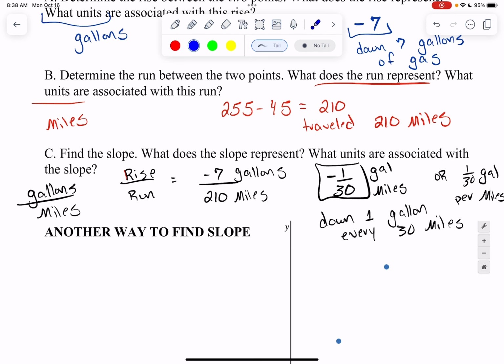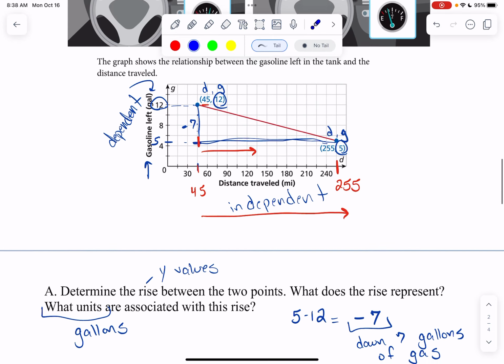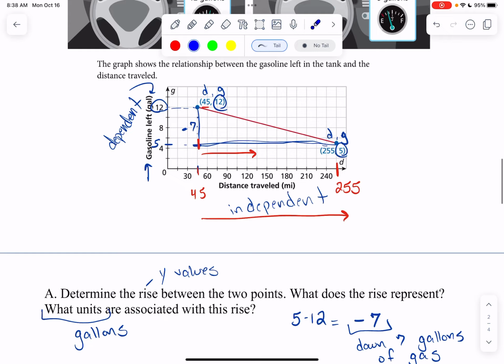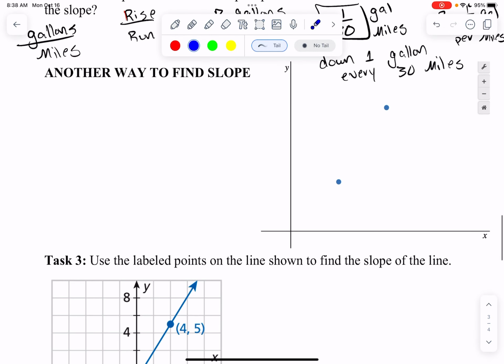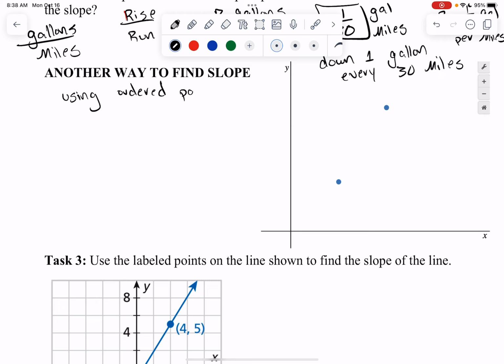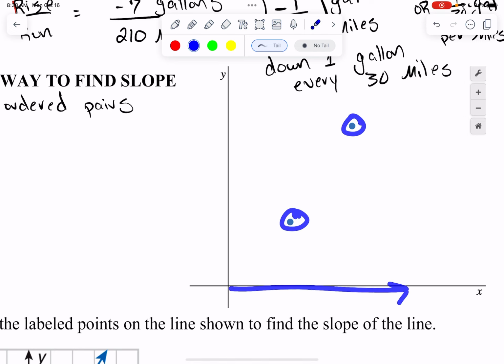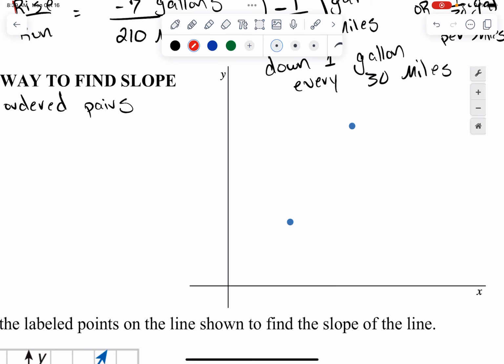So what if I don't have a graph or I don't want to graph it and I want to find the slope? That's another way to find the slope: using ordered pairs. Here I have a graph with 2 points. I want to find the slope between these 2 points, but I have no scale, so it's really hard to just count.